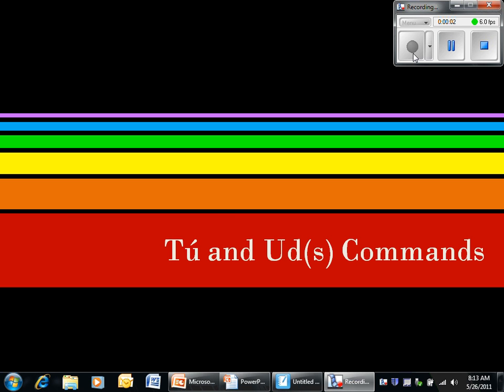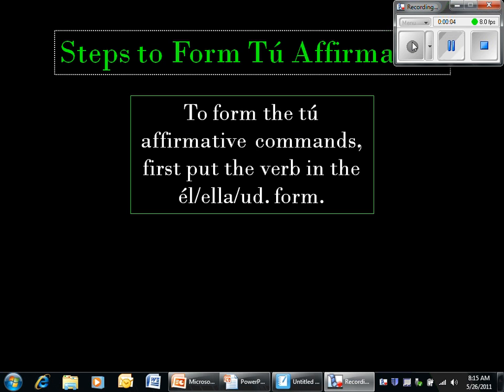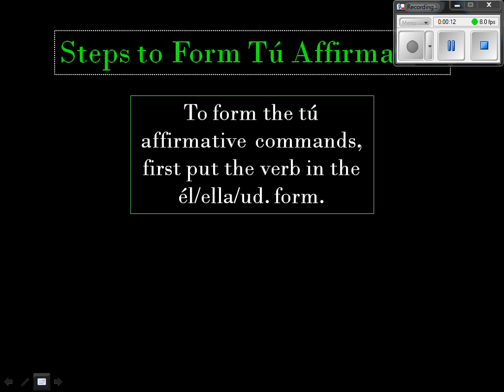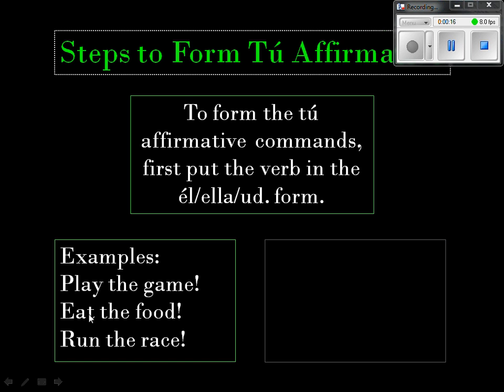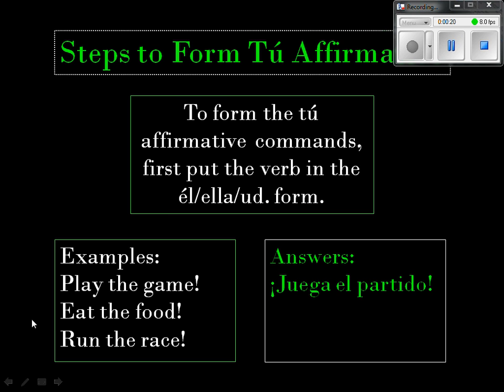We did tú and usted commands. To put the command into affirmative, all you need to do is put the verb in the él, ella, and usted form. Some examples are, if the question was play the game, you would put jugar in the él, ella, usted form, and you have juega el partido.